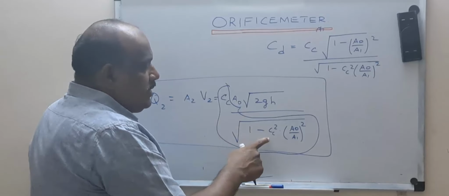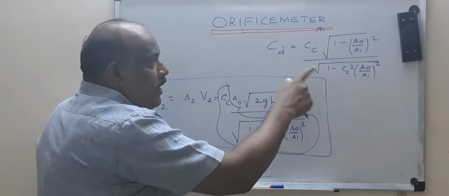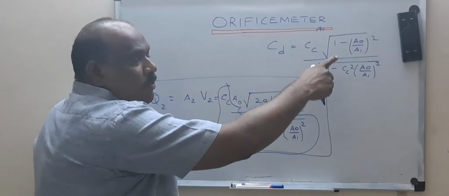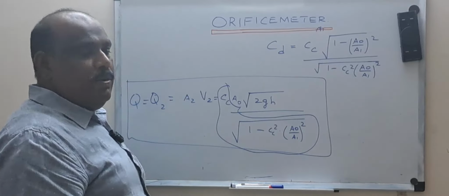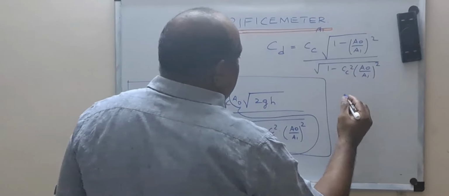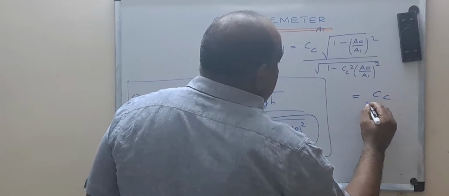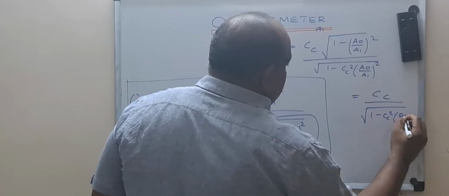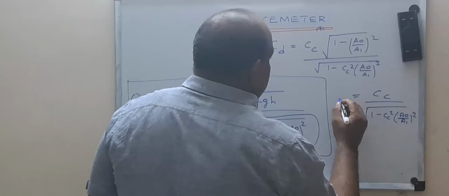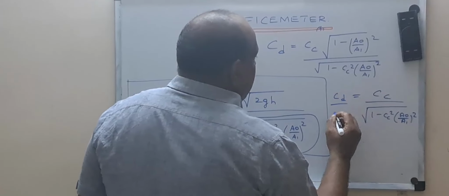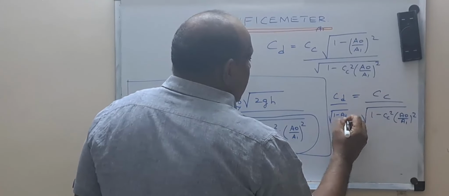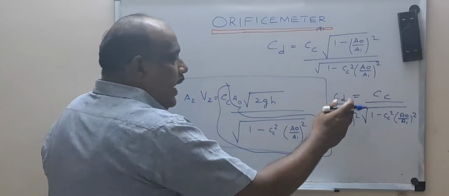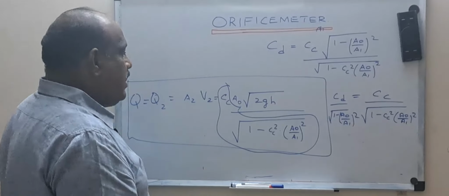CC by square root of 1 minus CC squared by A0 by A1 square is there. It's not only CD then. Very good. CD by square root of 1 minus A0 by A1 the whole square. So now from this equation, CC divided by square root of 1 minus CC squared into A0 by A1 the whole square will be equal to CD divided by square root of 1 minus A0 by A1 the whole square. So instead of this value, I can replace it with this value.